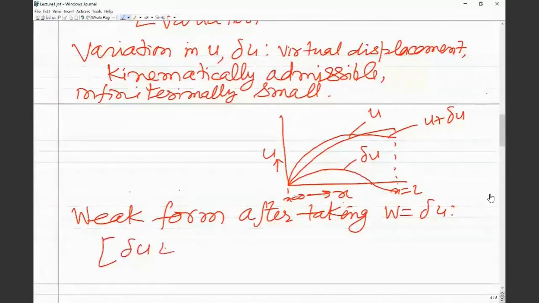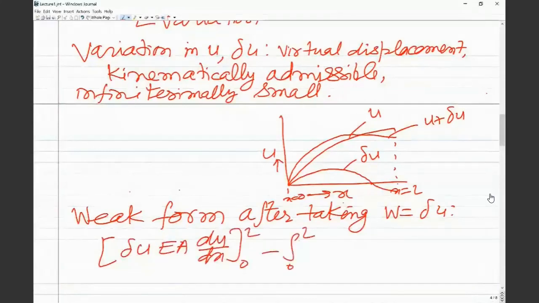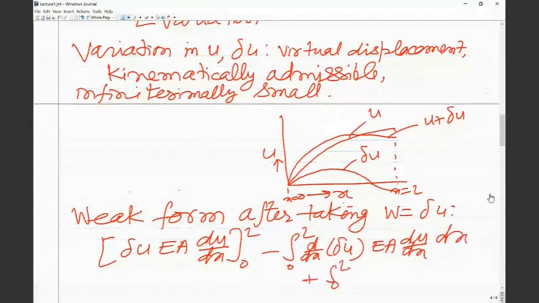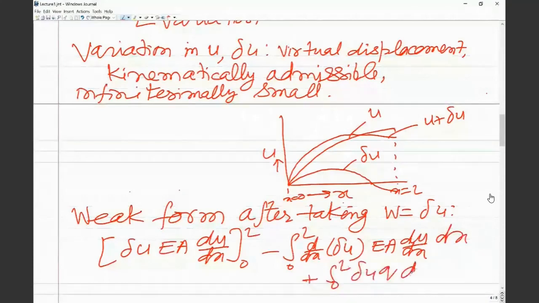So delta u EA du by dx at x equal to 0 and L, minus integration 0 to L d by dx of delta u, because I am just writing w equal to delta u in the weak form, that's all, times EA du by dx dx, plus integration 0 to L delta u q dx equal to 0. So this will be the weak form.